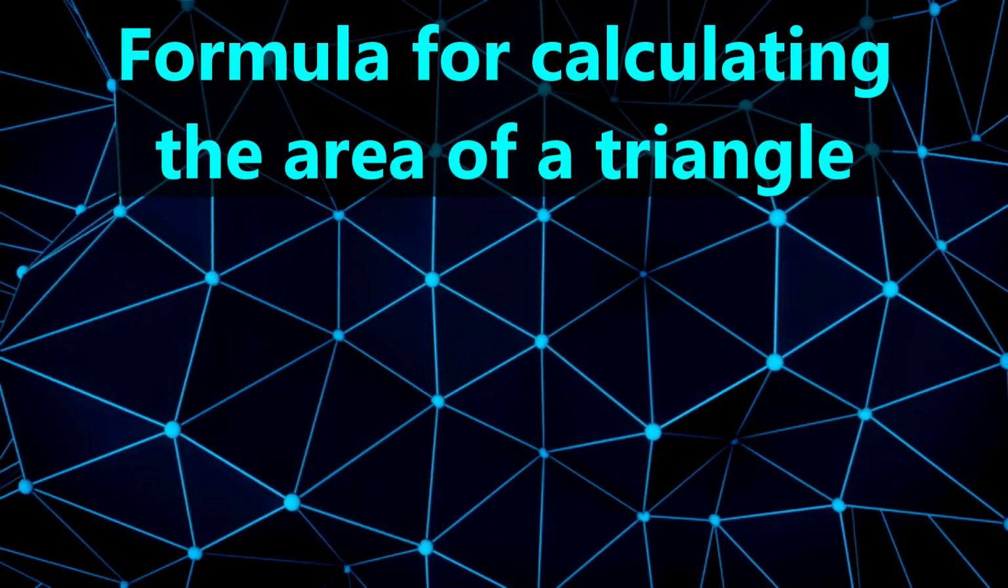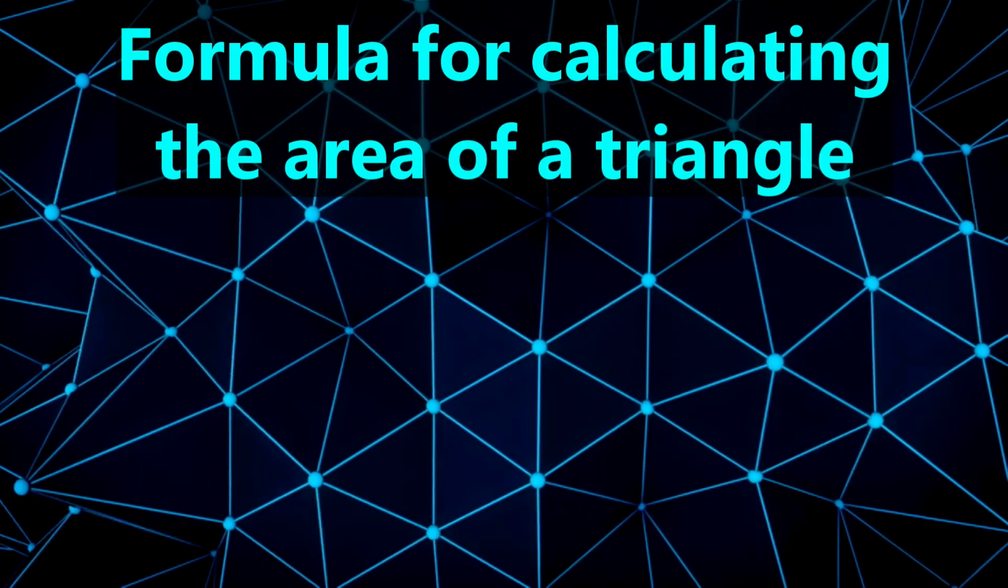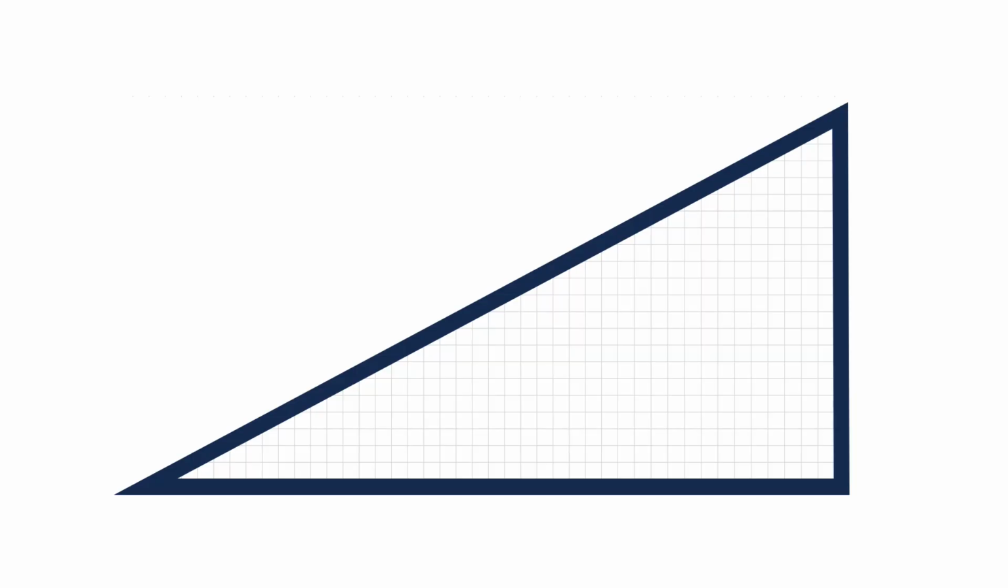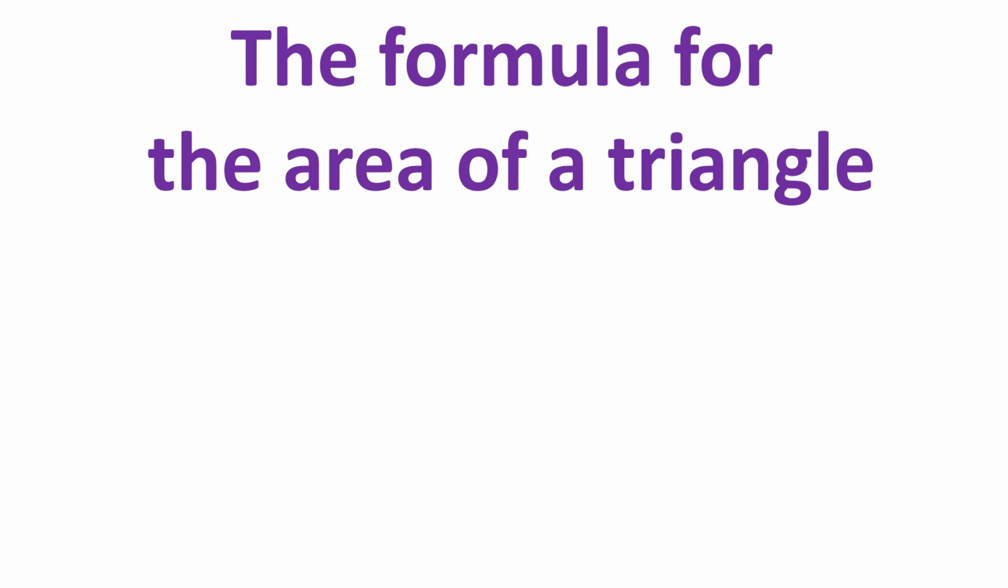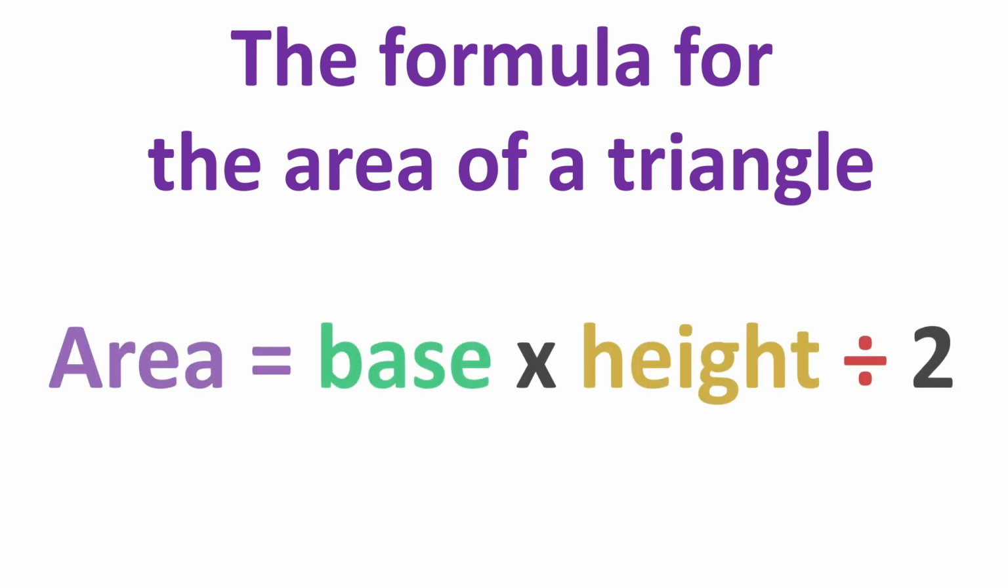Next, we'll learn the formula for calculating the area of a triangle. Although we could count up tiny squares inside a triangle to find its area, this would take a long time. So we use a formula instead. Here's the formula for the area of a triangle. The area of a triangle equals the length of its base times its height divided by 2. This formula works on any triangle, regardless of its shape or size.